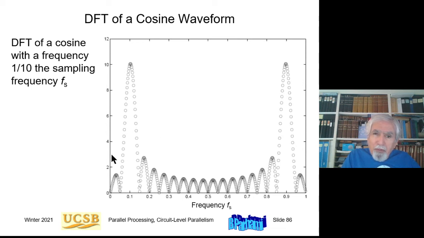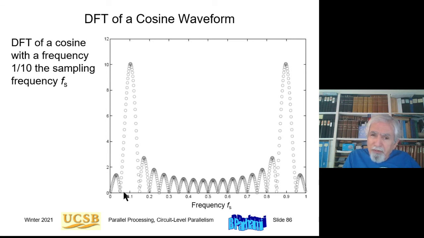Okay, so the input was a cosine waveform, or basically the digitized version of that. And the output of the Fourier transform is this. Basically, the frequency of the cosine waveform is 1/10 of the sampling frequency. Or we can say that the sampling frequency is 10 times the frequency of the input waveform.